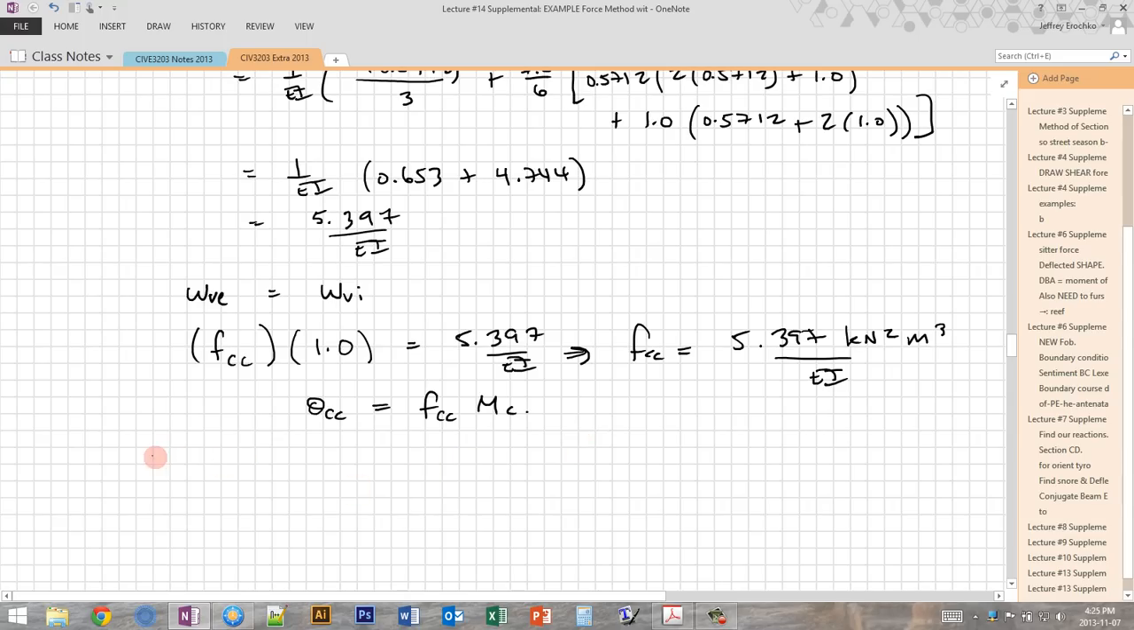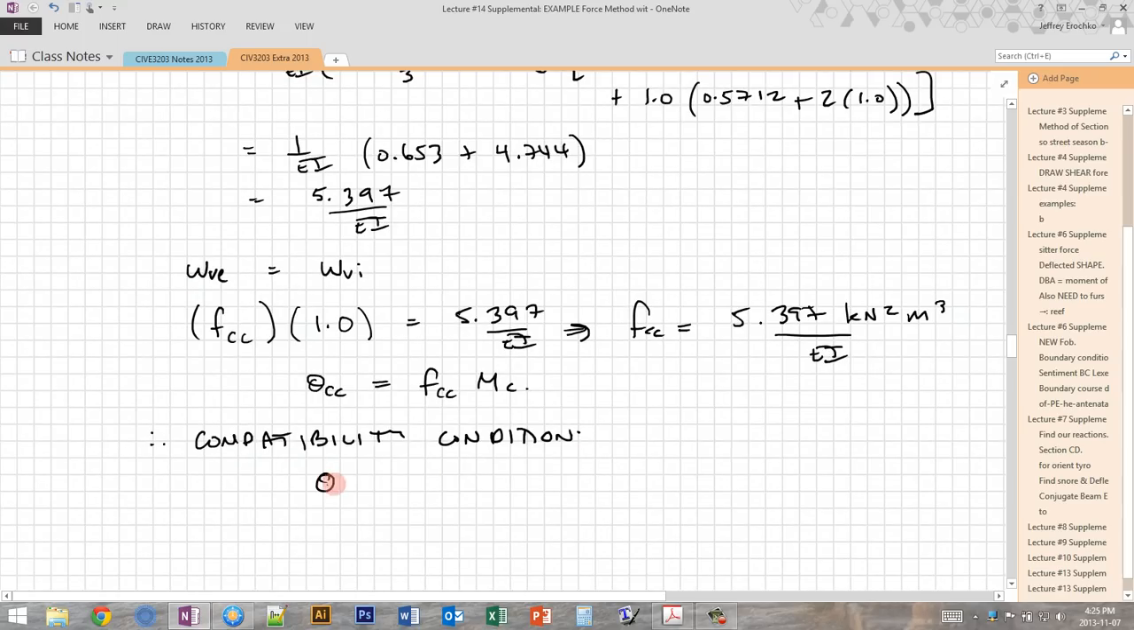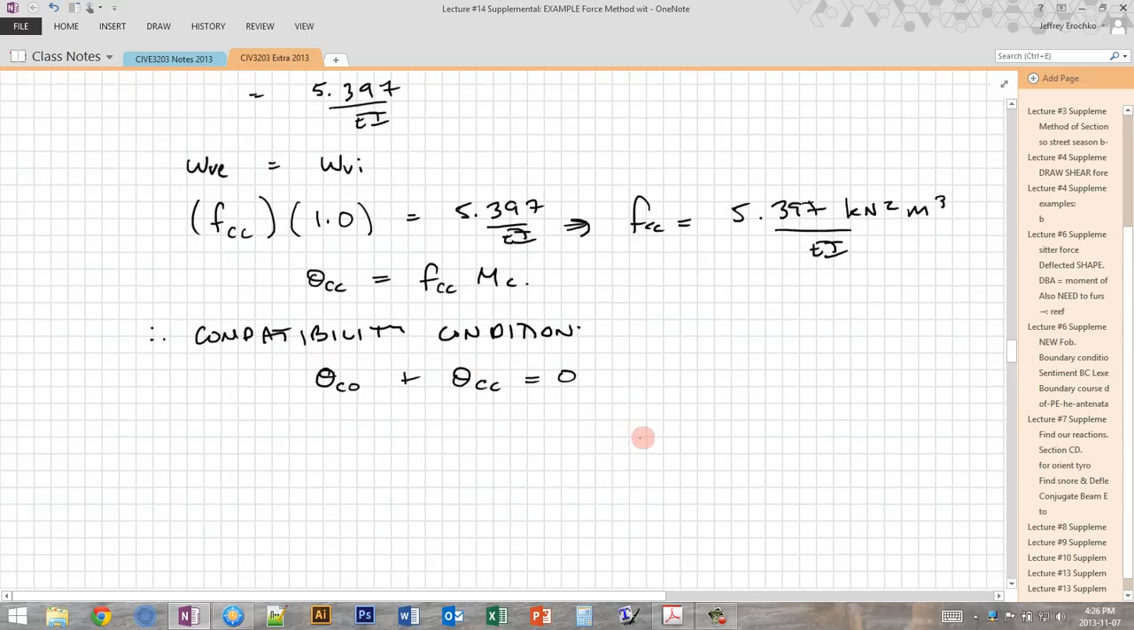Okay, so if we look back at our compatibility condition, we remember that we're trying to balance out the rotation that's caused by the external load plus the rotation that's caused by the redundant. And those have to together equal 0 because we know that there's no rotation allowed at the fixed end. And so we can rewrite this as FCC, which is our flexibility, times the MC equals 0.